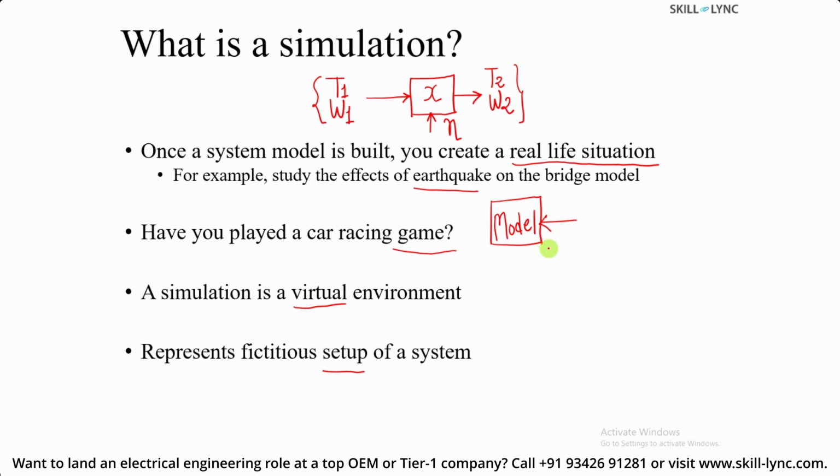Another important term after the model is a simulation. Simulation is a virtual environment where you run your model, right? What is the meaning of running your model? It is to execute it. You provide some inputs to the model and you focus on the outputs, in this example T2 and omega 2. So when you run your model, it creates a fictitious situation, right?